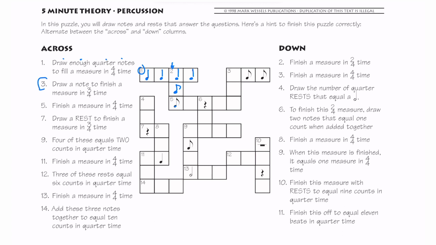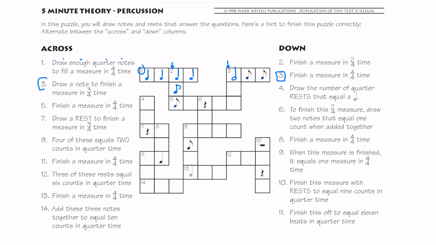All right, we're on number 3. Draw a note to finish a measure in 3/4 time. I have 1/2 plus 1/2 equals 1. I already have 1 count. It's in 3/4 time, so I need 2 counts. That would be a half note. Tricky, tricky.